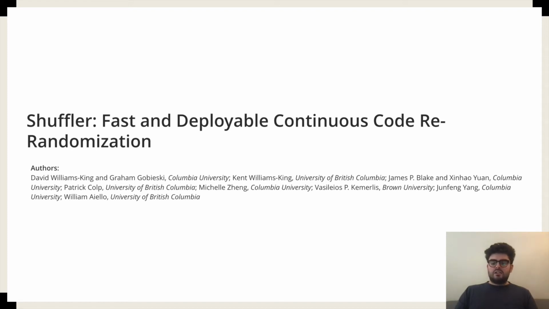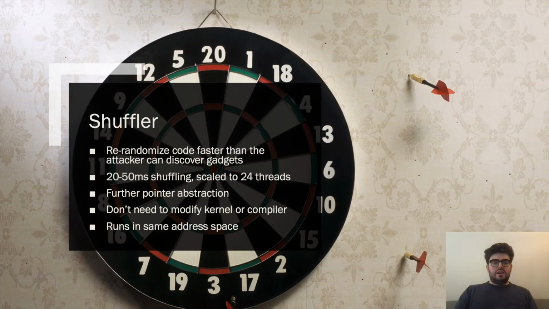Now, another defense, Shuffler: fast and deployable continuous code re-randomization. ASLR is an example of code randomization where we randomize the location of code in the address space. However, Shuffler is more advanced than that. It re-randomizes the code in the program every 20 to 50 milliseconds, shuffling the address space so that in the time that it takes an attacker to find the pointers or the gadgets they need, suddenly the address space is re-randomized and they can't deploy them effectively. So this is further abstraction.